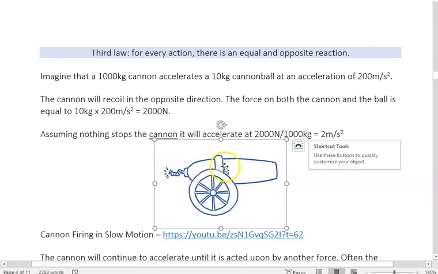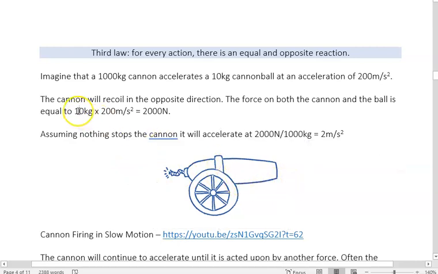Now, I will have got you to draw a picture of cannons with arrows. And I'll say that the force on the cannonball is going to be 10 kilograms times 200 meters per second squared equals 2,000 newtons. So that means that if the cannon is pushing a 2,000 newton force on the ball, the cannon is going to have to be forced in the opposite direction with the same force of 2,000 newtons. But because it has so much more mass than the cannonball, its acceleration is going to be a lot lower, only 2 meters per second squared.